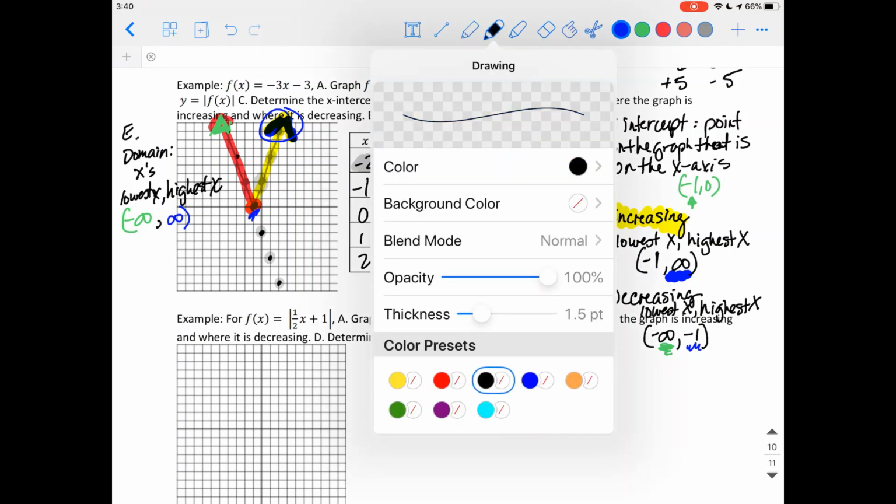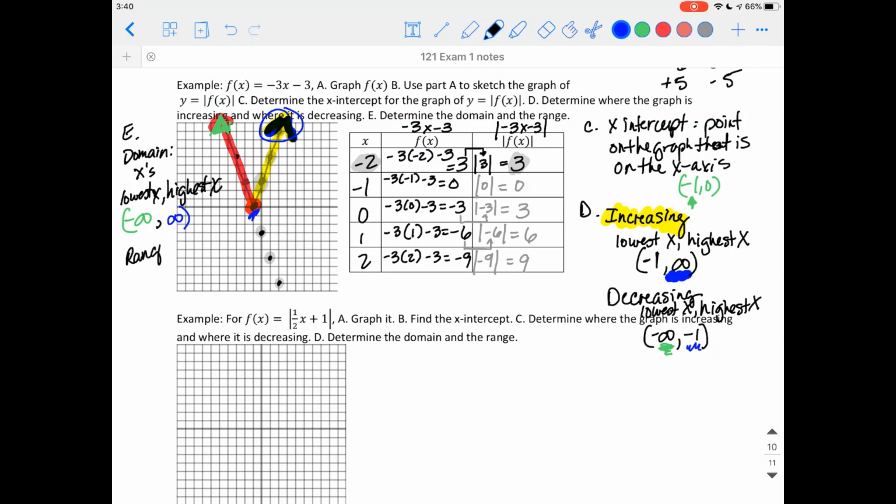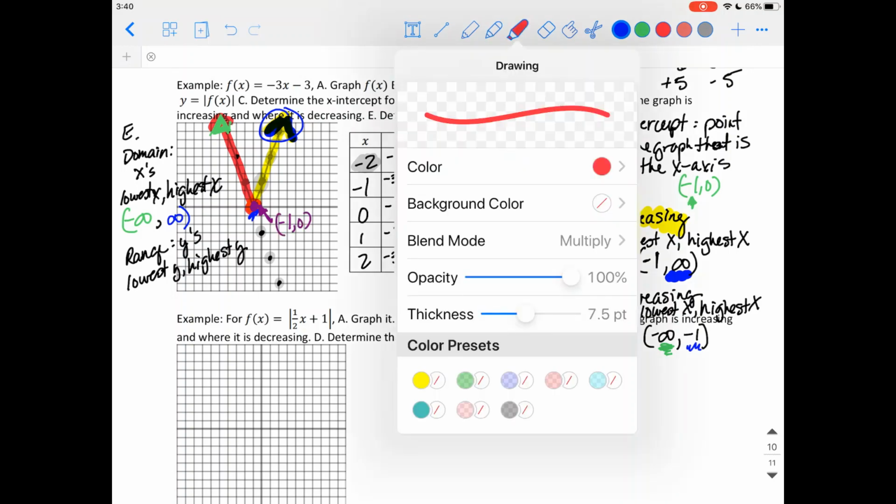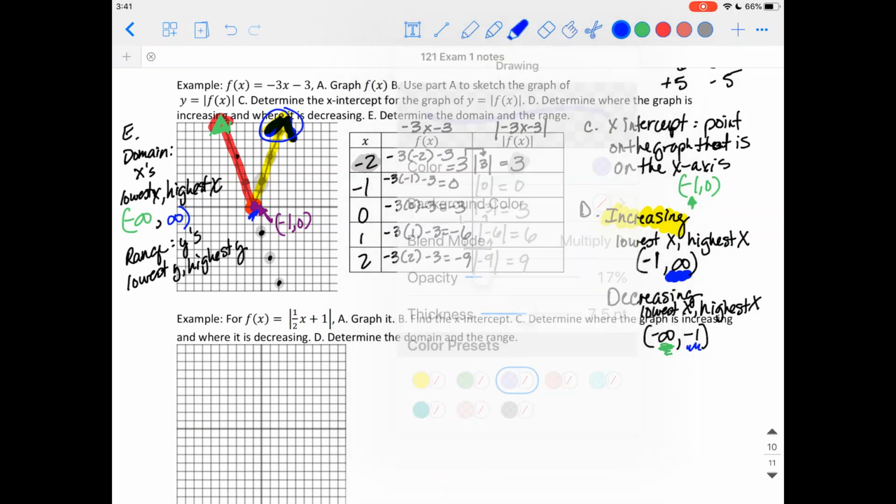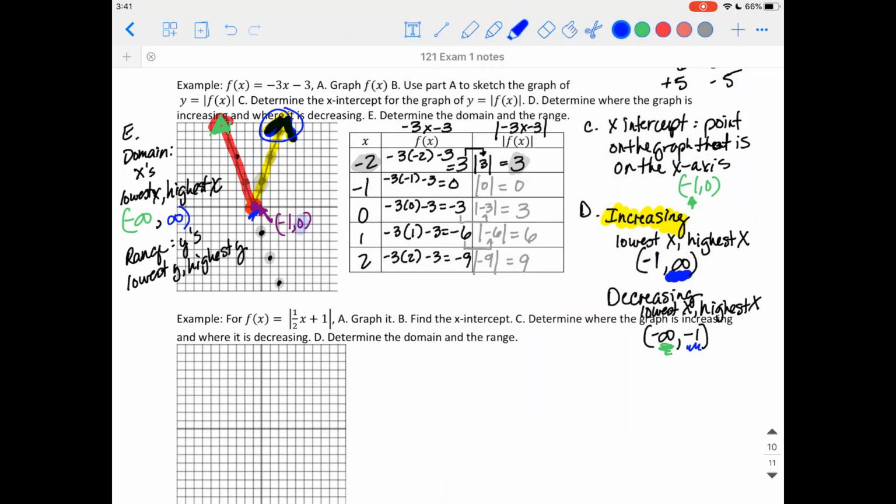And my range are my y's. So this is going to be my lowest y, comma, my highest y. My lowest y is the y value at this point right here. The point is -1, 0. So my lowest y value is that right there. My lowest y is 0.